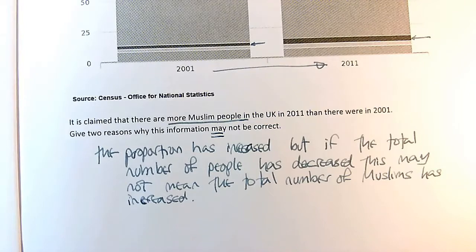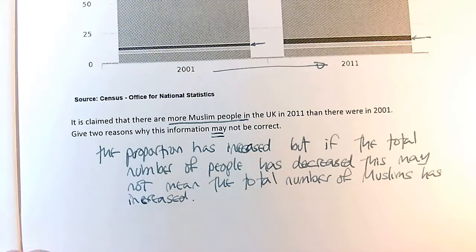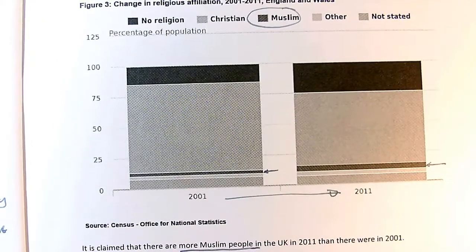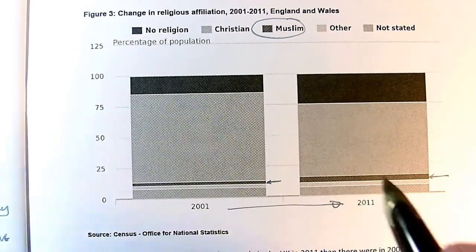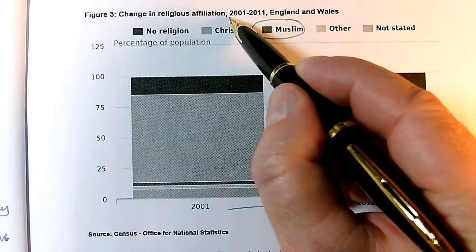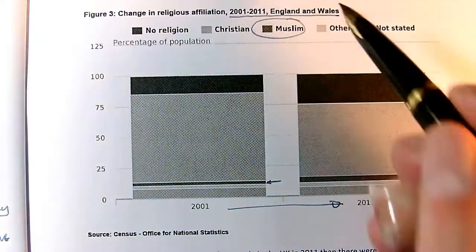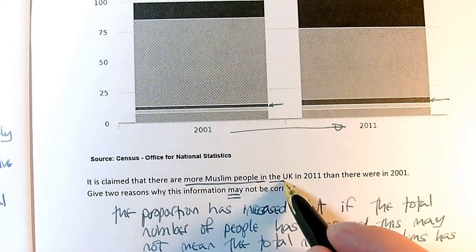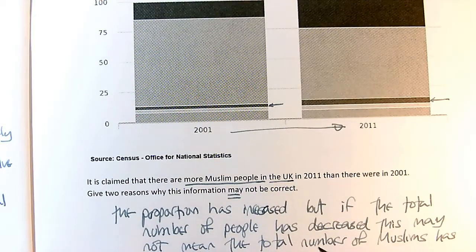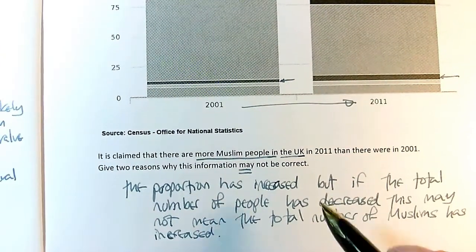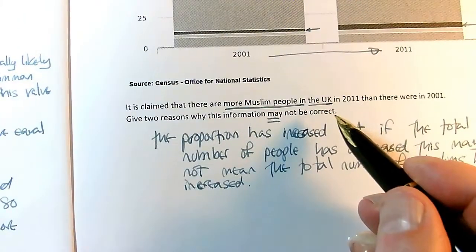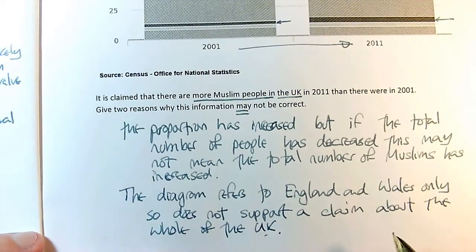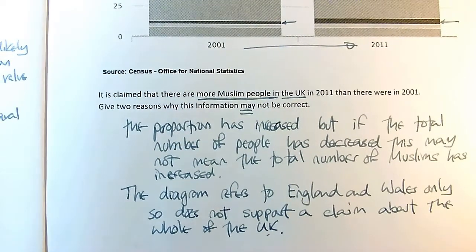We're not saying it's definitely wrong. We're just saying that that could be something we'd need to check up on. But the other thing, well, at least one other thing, is we need to look very carefully at our labelling. So this is talking about 2001, 2011. It's talking about England and Wales. And then the claim is about Muslim people in the UK. All right. So the UK is more than just England and Wales. Therefore, because the diagram refers to England and Wales only, it doesn't support a claim about the whole of the UK.